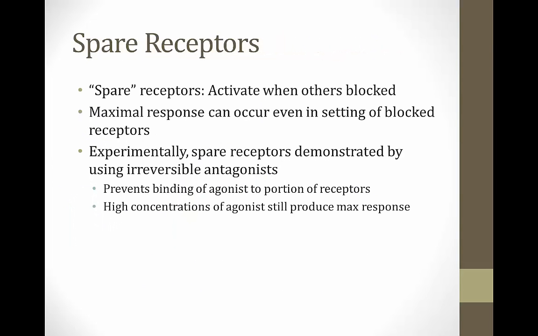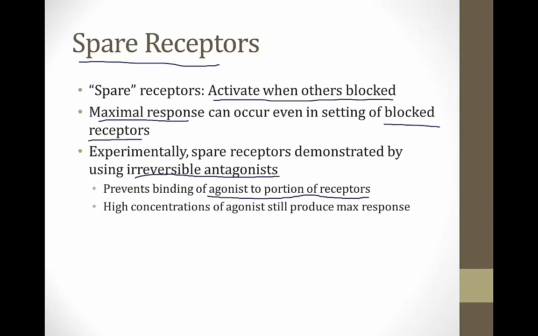Now let me talk about a concept called spare receptors. So there are certain systems in the body which have spare receptors, and these are receptors that can activate when others get blocked. This means that there are some systems where you can achieve a maximal response even though you've permanently blocked some of the receptors. We don't completely understand how these receptors work, but we know they exist from experiments with irreversible or non-competitive antagonists. As you know, these antagonists prevent binding of an agonist to a portion of receptors, and they should lower the max response. But there are some systems where high concentrations can still produce the max response.